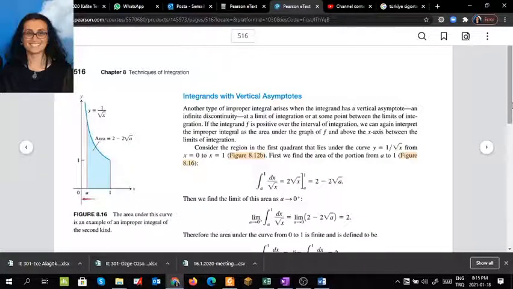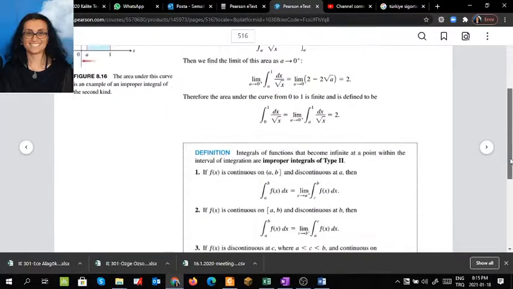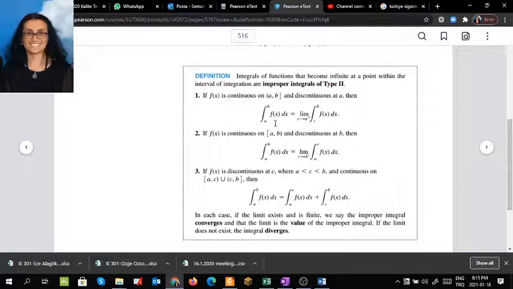The second type is integrals with vertical asymptotes. This is called type 2. What does it mean? You're going to have a continuous function on the interval, but there's going to be a point where it's discontinuous. On one end it's going to be discontinuous, or inside it's going to be discontinuous. The first case is when this function is continuous everywhere except at one of the endpoints. Number 1 is discontinuous at a, which is the bottom limit.